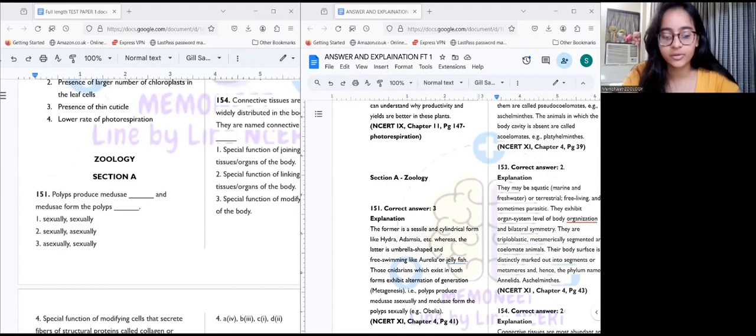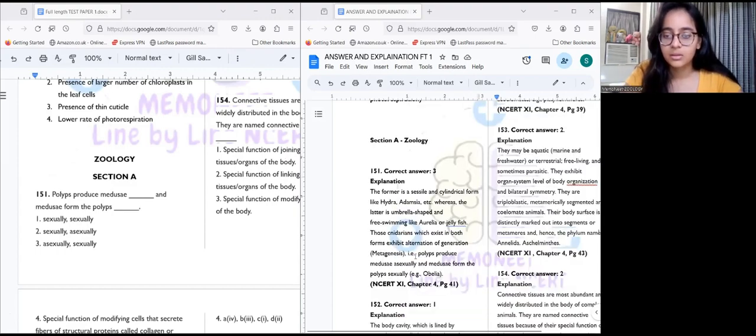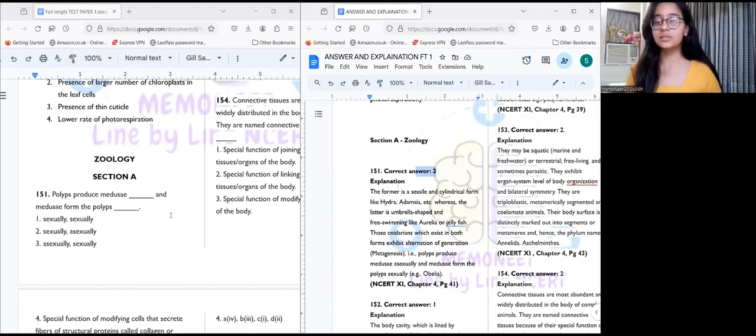So what is given over here is that, the answer over here is also option number 3. And what is this process called? That cnidarians are existing in both forms. Okay, polyps and medusae, they're existing in both forms. So they are undergoing alternation of generation. So this is known as metagenesis. This occurs in what? Obelia.